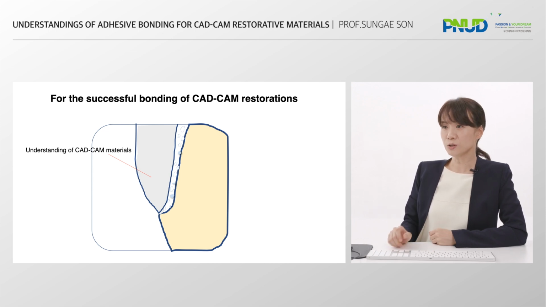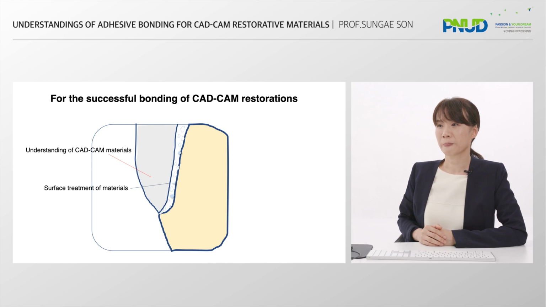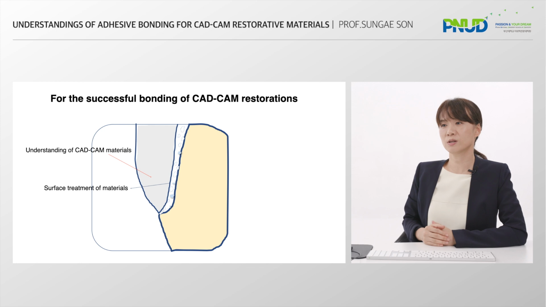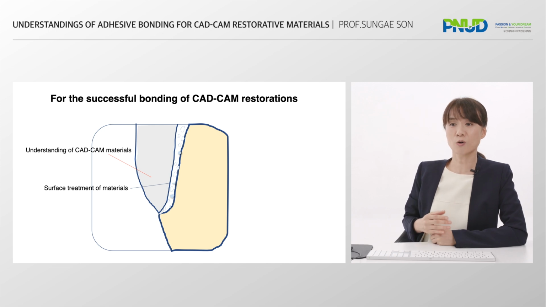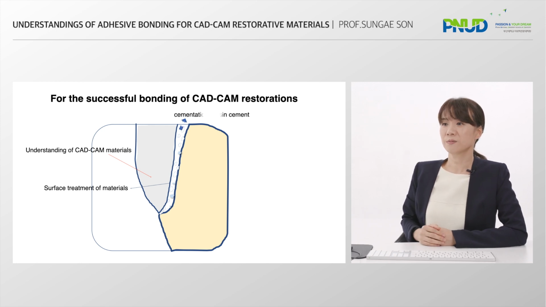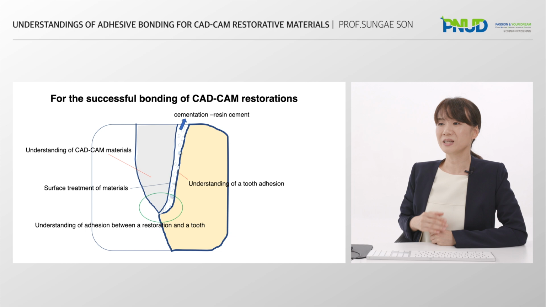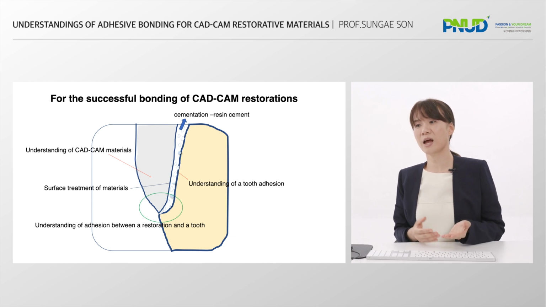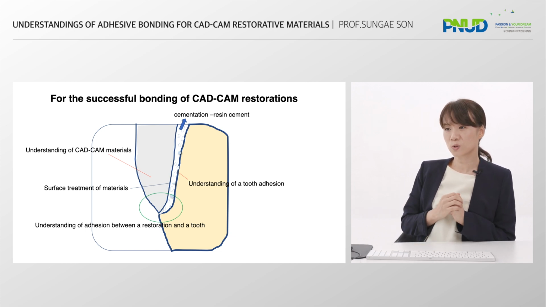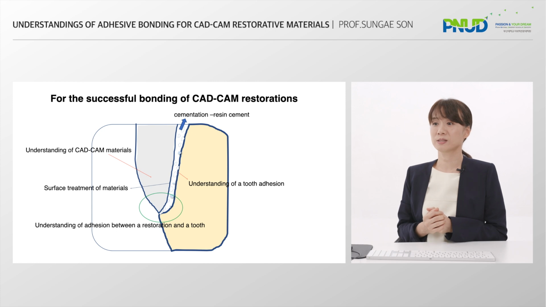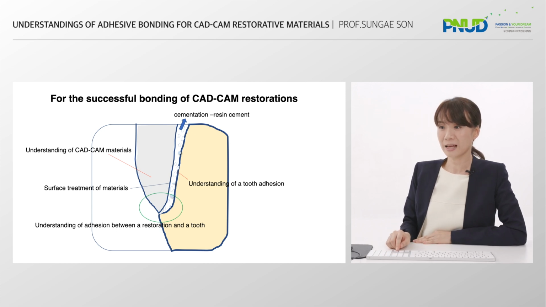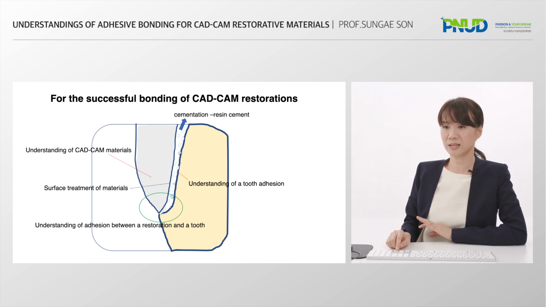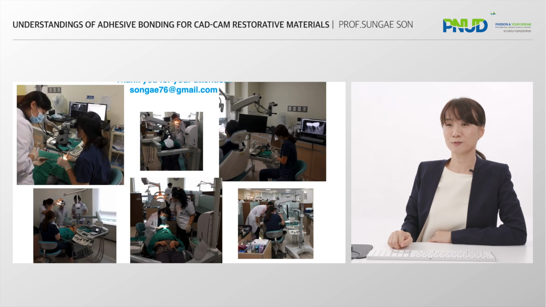For the successful bonding of CAD-CAM restorations, we must have an understanding of the characteristics of CAD-CAM materials. Then, we also must understand the surface treatment of the material to improve the surface cleanliness and roughness. The adhesion between tooth and resin cement is also important. For achieving proper adhesion between the tooth and restoration, we must go back to the basic principles of adhesion and perform new clinical trials.